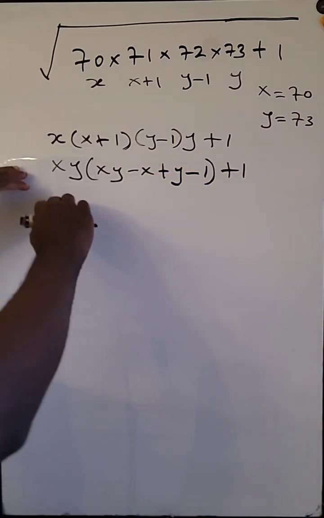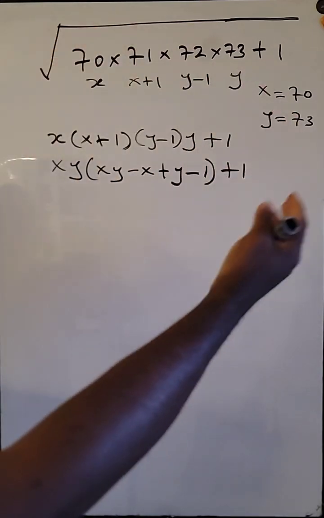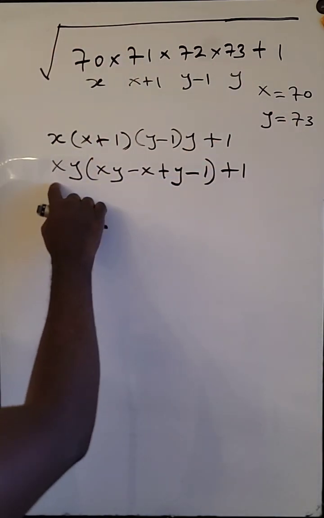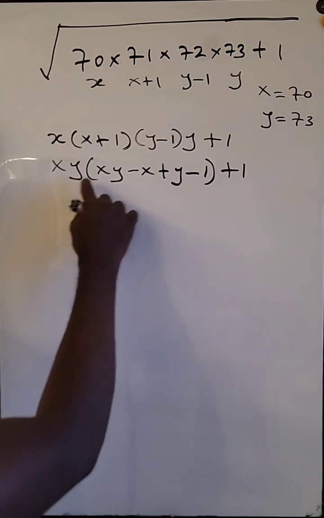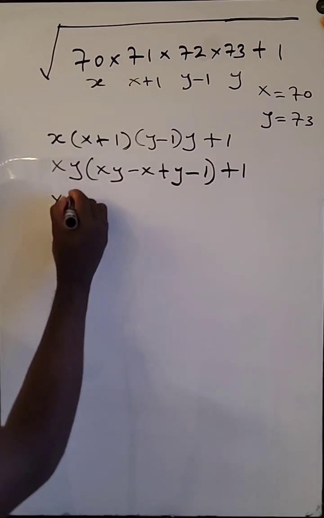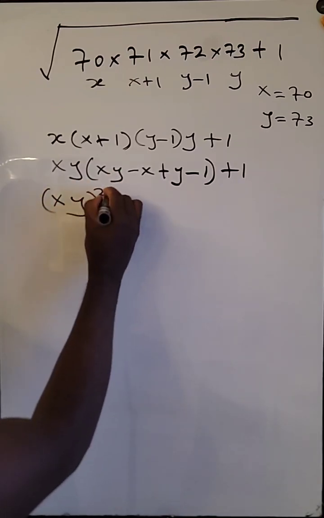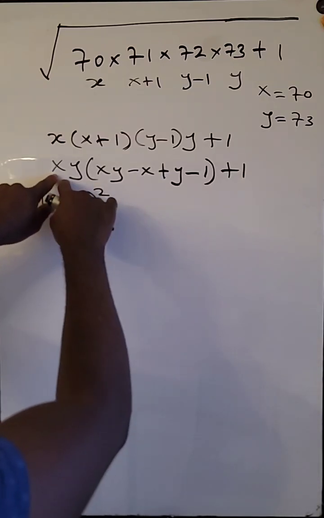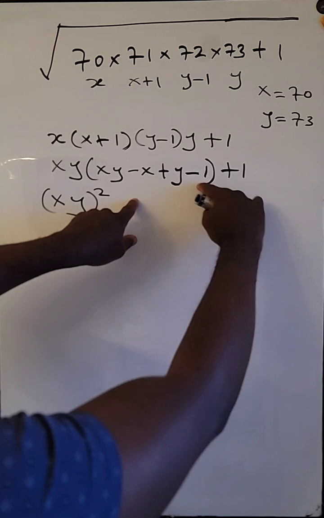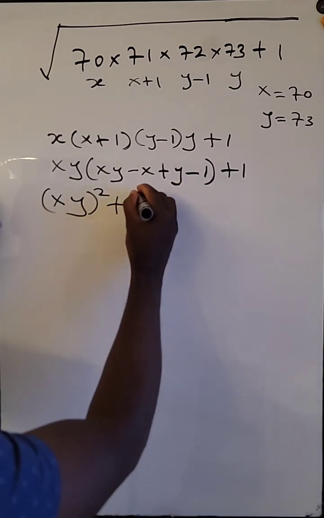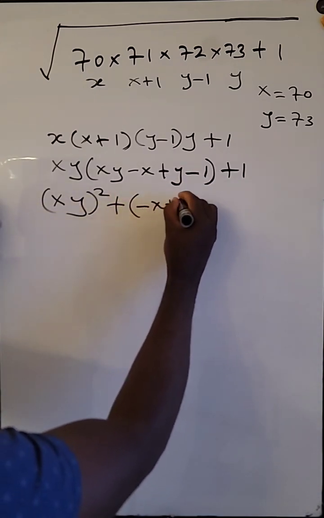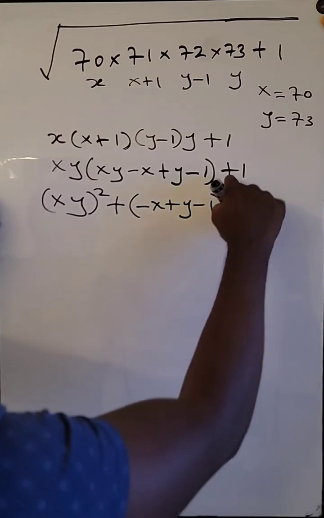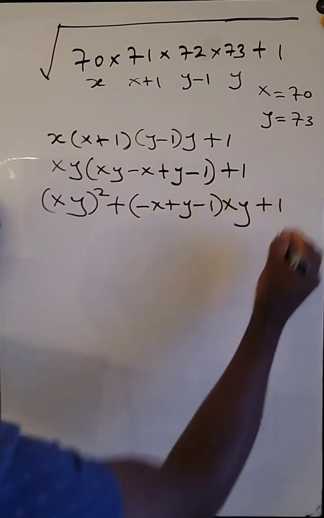Now, the idea is to find a quadratic expression in terms of xy. So I can expand these by multiplying xy by xy. So I'll have xy squared, which is the quadratic form, and then xy multiplied by everything else. So I can have plus minus x plus y minus 1 times xy. And then I have my 1 here.